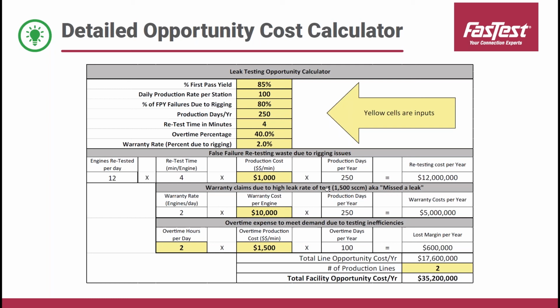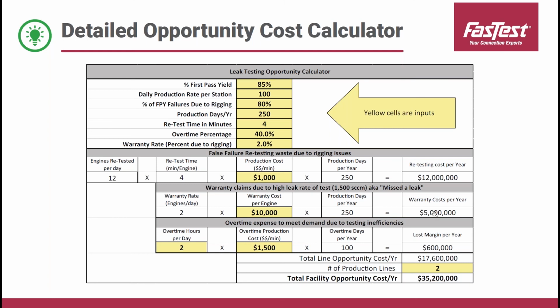Maybe their homemade rigging has created some unnatural forces that are compressing components together and masking a leak. This can happen and does happen. At a warranty cost of $10,000 per engine, which is probably quite low, that's another $5 million a year that is lost. And if you add in the overtime expense to meet production rates that they were supposed to achieve due to all the retesting and false failure work, it's another $600,000.